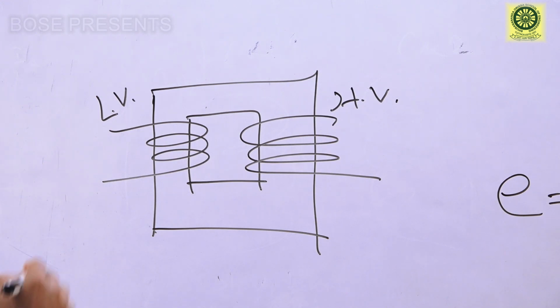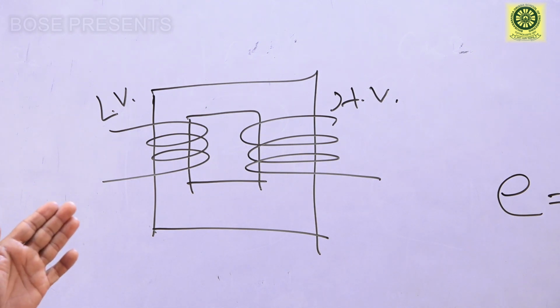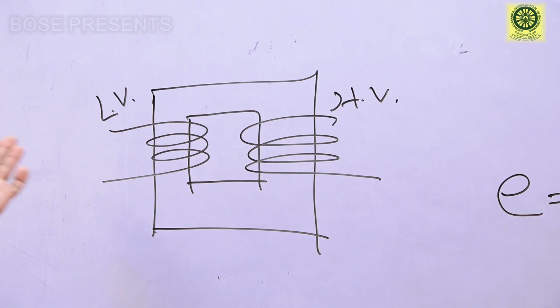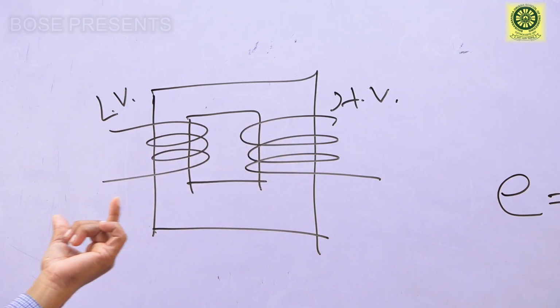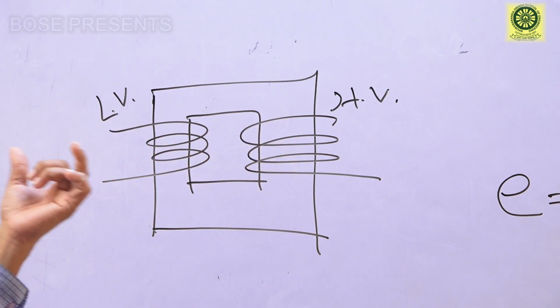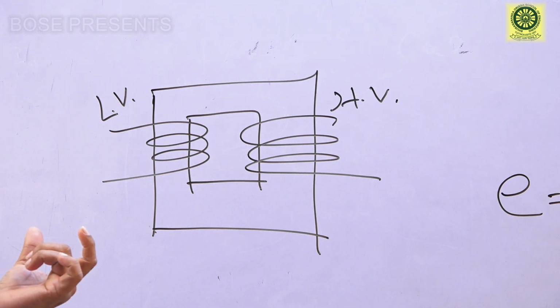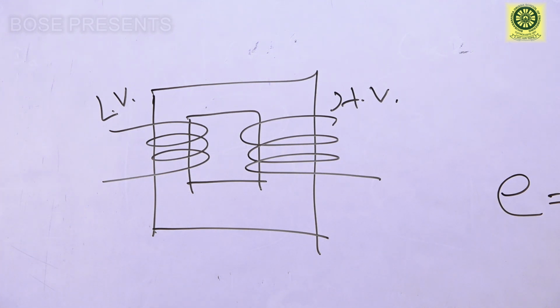I have shown the LV and the HV windings separately for simplicity. But remember, in a practical transformer, they are wound on the same limb. This is one limb, this is another limb. Both windings are wound on the same limb so that there is good magnetic coupling, the coefficient of coupling is very good, and there is only a little leakage magnetic flux.